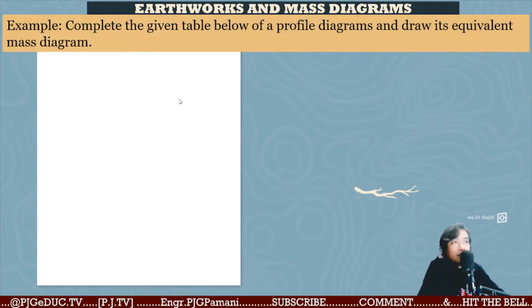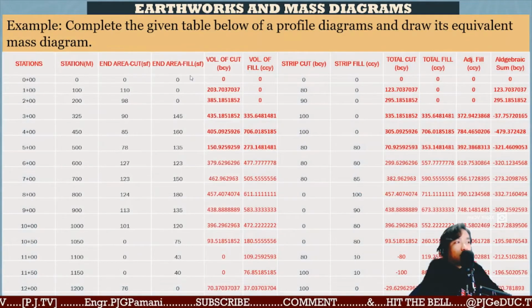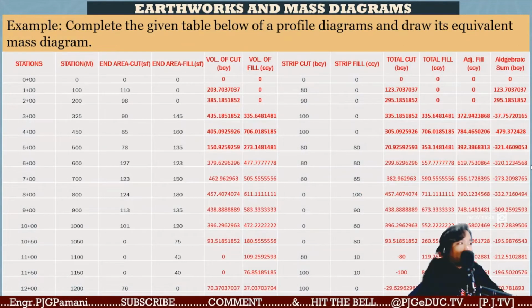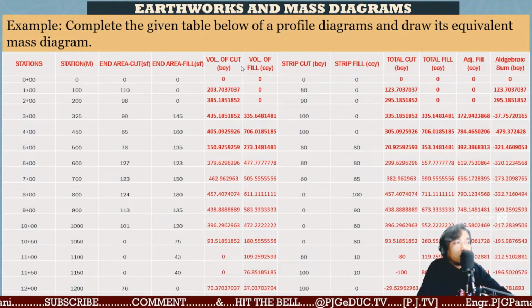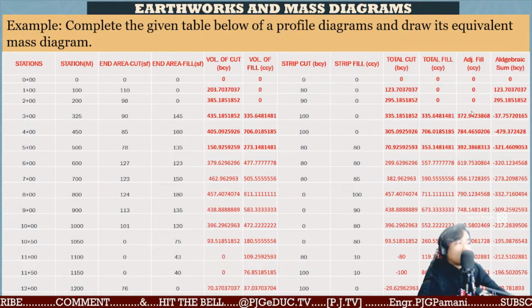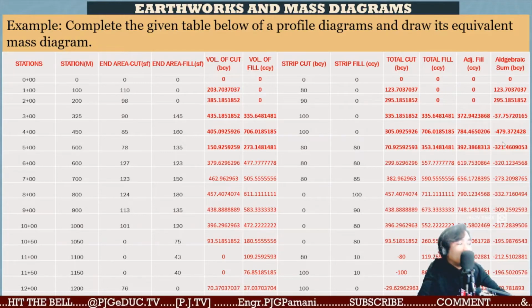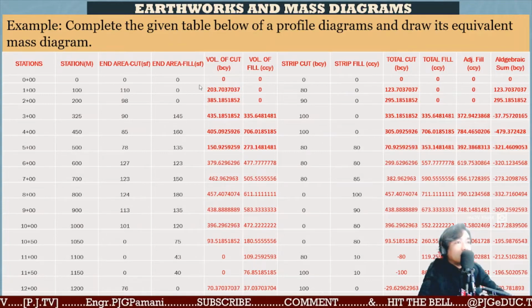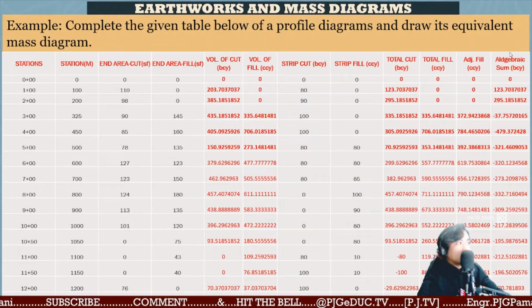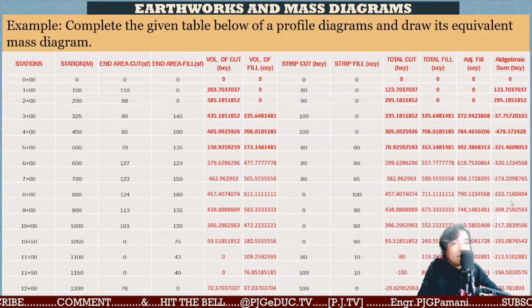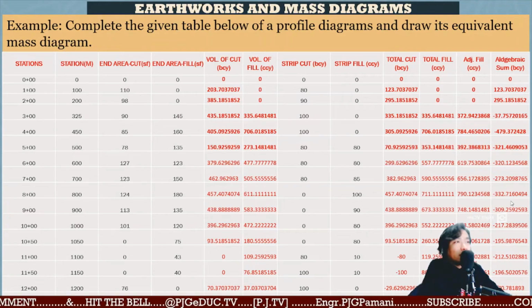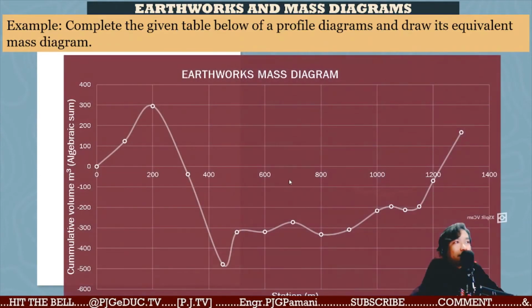Then, complete the data using the formula. Using your Excel, madali nyo lang gawin yan. So, ito ginamit ko na yung Excel. So, yan na yung data natin all throughout. So, as you can see, positive, negative, positive, negative. So, ang ipa-plot natin dito is station versus the algebraic sum. Using Excel again, you can immediately generate that mass diagram.